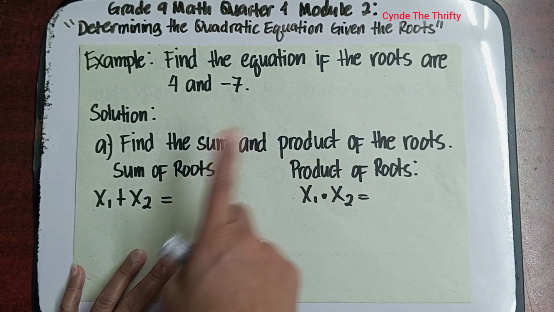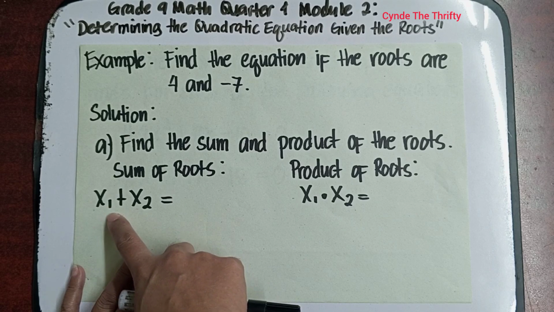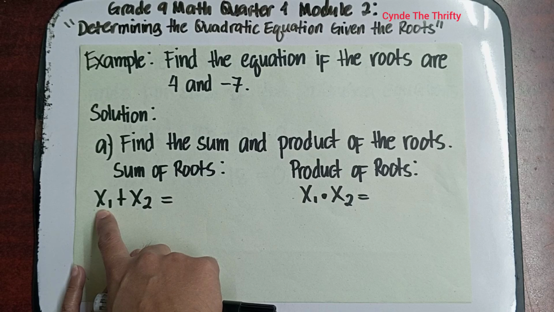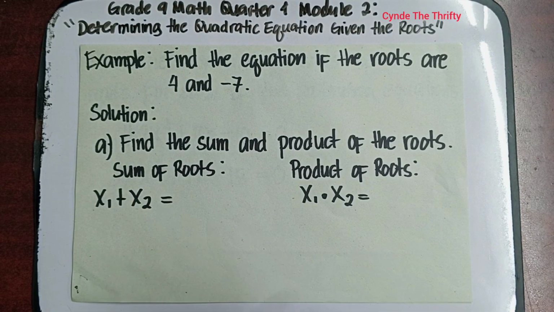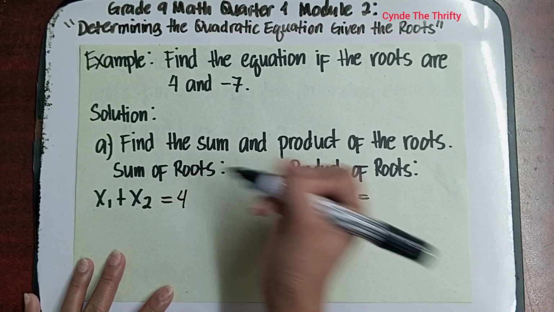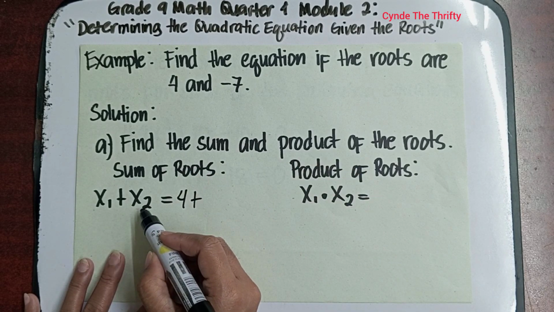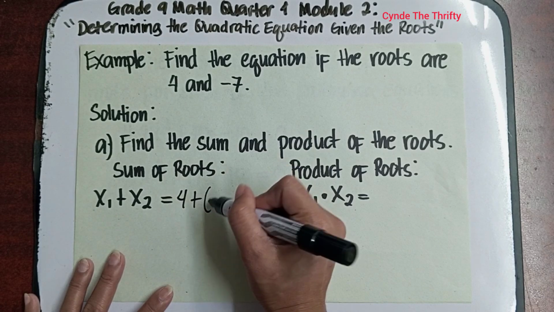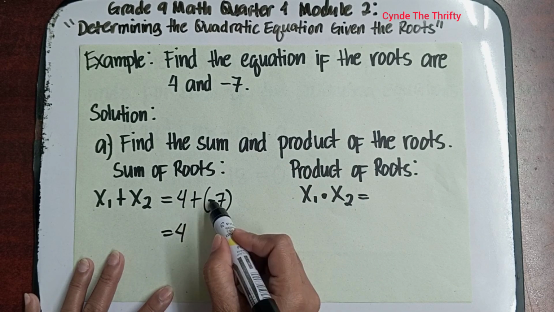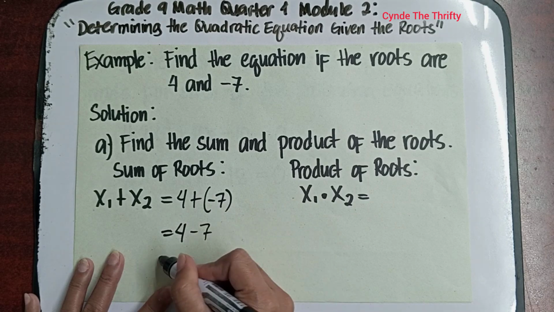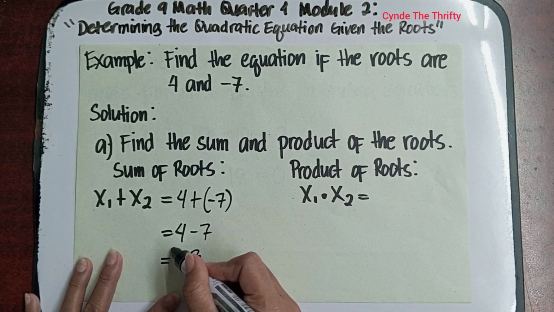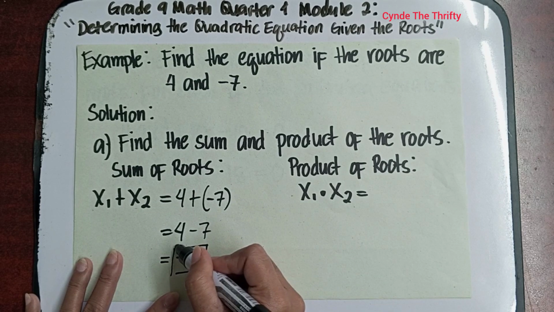Okay, so sum of roots. Ang sum of roots natin, x sub 1 plus x sub 2 is equal to, so ang value ng ating x sub 1 is positive 4. Okay, so i-substitute lang natin siya. So, value ng x sub 1 is positive 4 plus the value of x sub 2 na negative 7. Okay, so pagkatapos i-simplify lang natin. 4 positive and negative 7, so 4 minus 7 is equal to negative 3. Okay, so ito na yung value ng ating sum of roots.